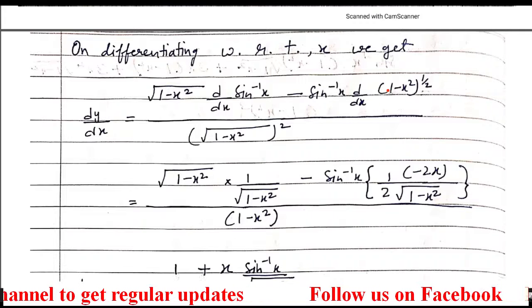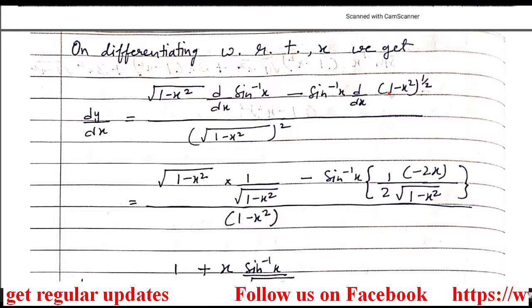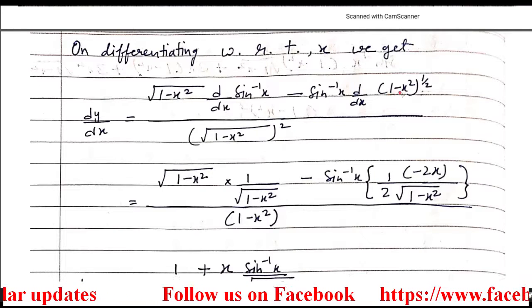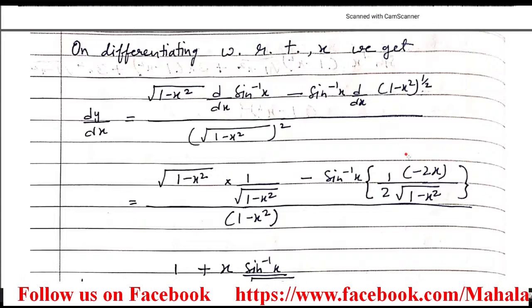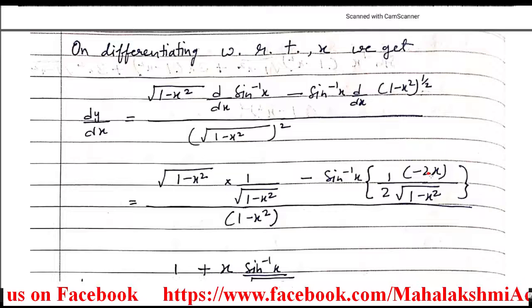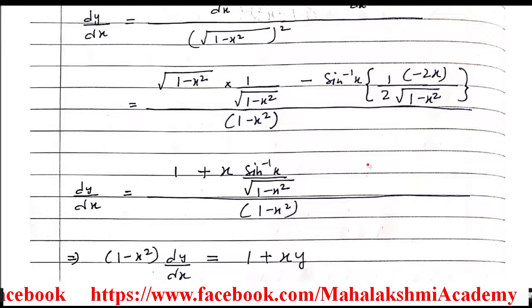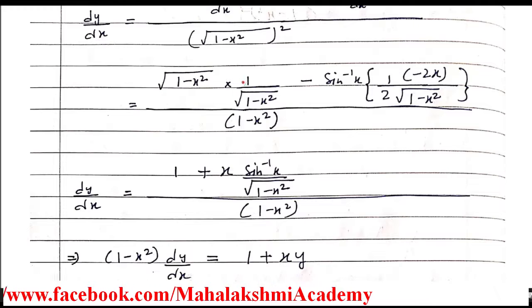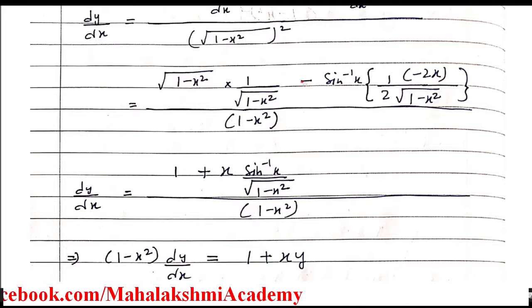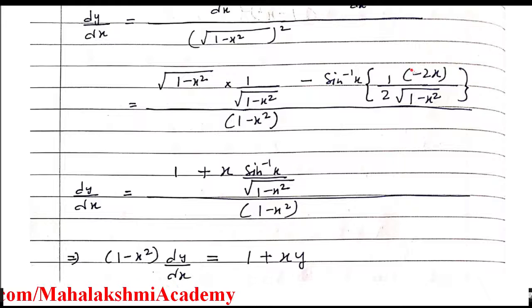Then again we have to apply the chain rule in the bracket. When we use the chain rule in the bracket, the differentiation of 1 is 0 and of minus x square is minus 2x. Now we will simplify it in the next step. Here these two terms are the same, so they will cancel each other and only one will remain. Now this minus sign and this minus sign multiply to give plus, and 2 and 2 cancel, so we obtain it like this. This x I shifted in front.